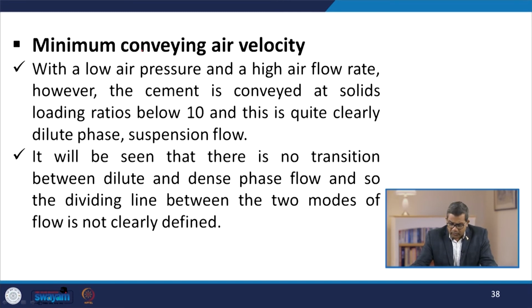Now, let us talk about the minimum conveying air velocity. With a low air pressure and a high air flow rate, the cement is conveyed at solid loading ratios between 10, and this is quite clearly dilute phase suspension flow. It can be seen that there is no transition between dilute and dense phase flow. So, the dividing line between the two modes of flow is not clearly defined.